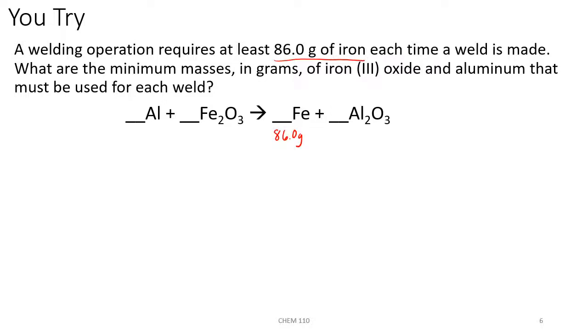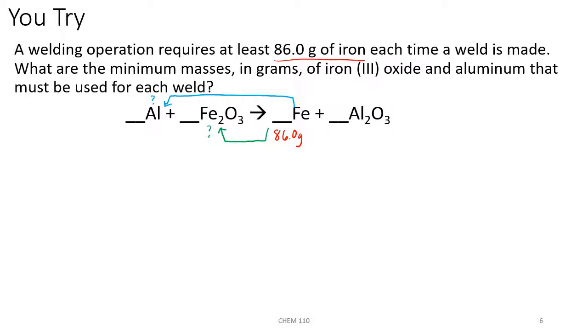So our goal is going to be to start with our iron and work backwards and figure out how much iron 3 oxide would be required to make 86 grams of iron. And in a separate calculation, work from the iron back to the aluminum and figure out how much aluminum would be required to make that amount.